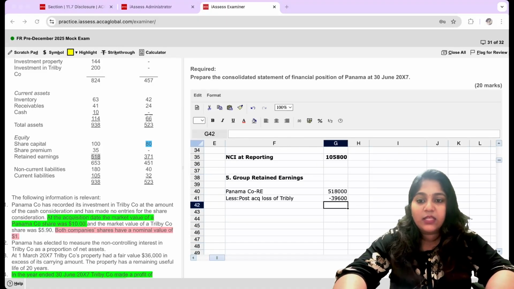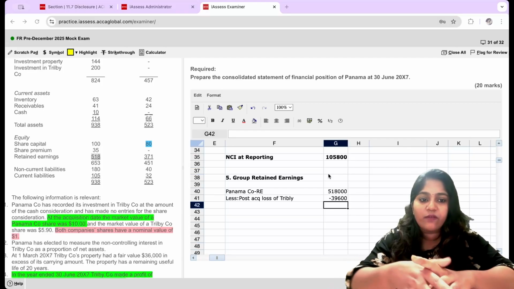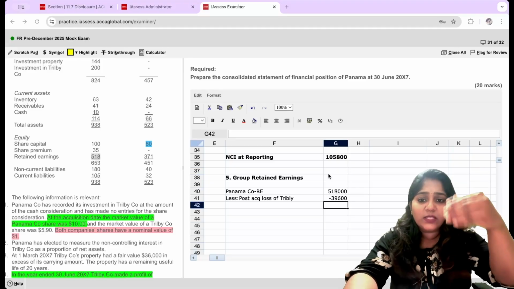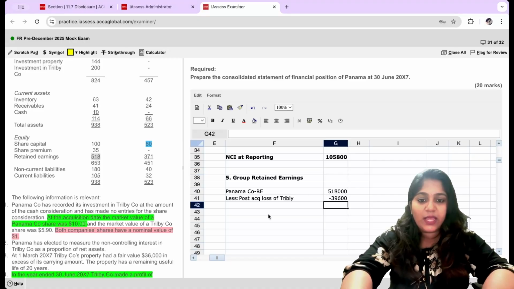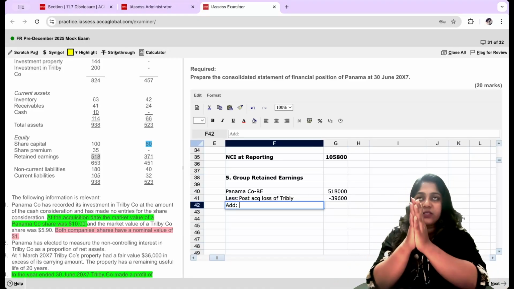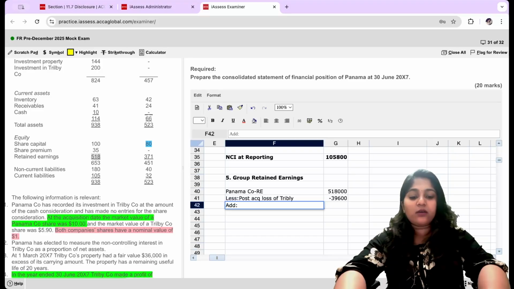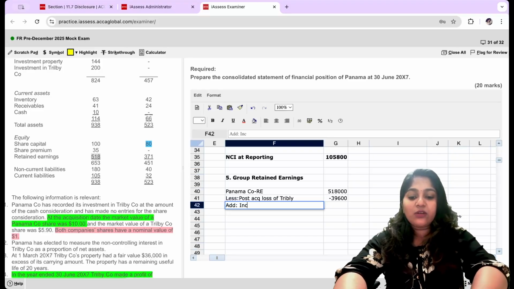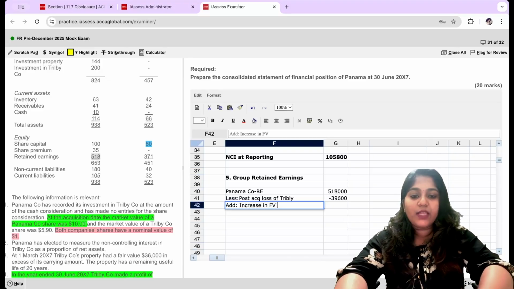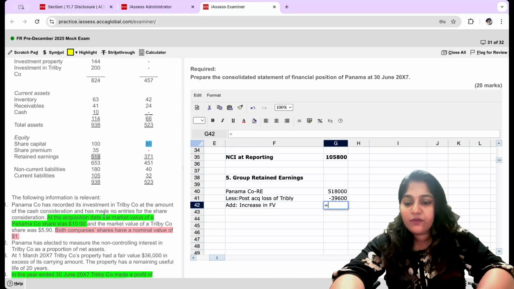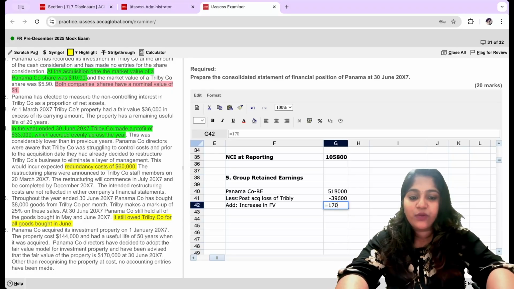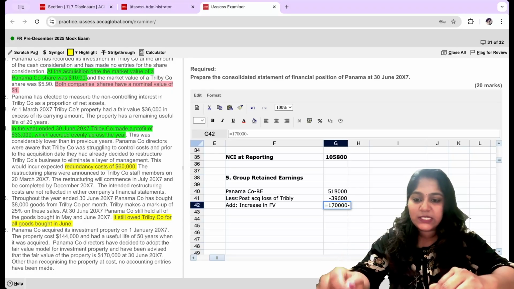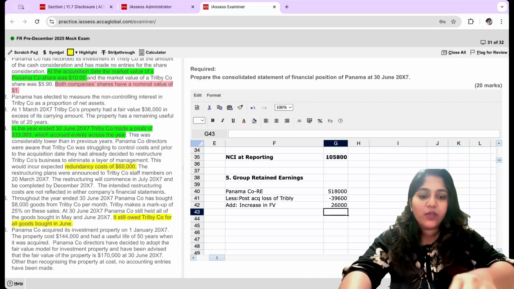Apart from this, is there anything else that I have? Yes, I have. The next thing we consider is so many things that we have to consider. There is something called fair value increase, guys, that we had. Add whatever affects your parent company's profit; it should come to group retained earnings. So we have the increase in fair value measurement. How much is that? You don't have to use your calculators, you can do it directly here. I purchased the asset for $144,000. Now it has been measured at 170. So it should have a fair value gain of 26,000.